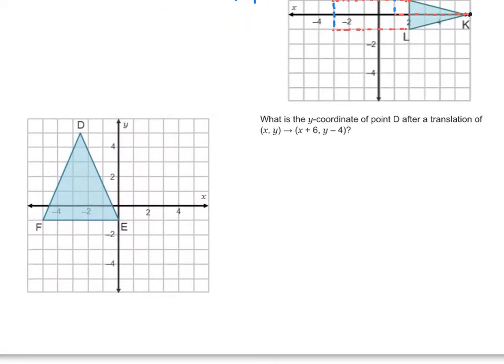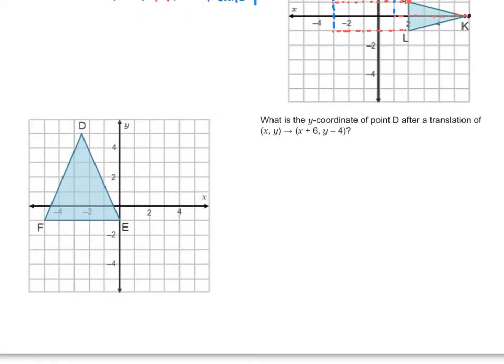It says, what is the y-coordinate of point D after the translation of x plus 6, and that's my x plus 6, and y minus 4. All right, so point D, let's just kind of locate that point. And that's going to be the point negative 2.5, comma 5.